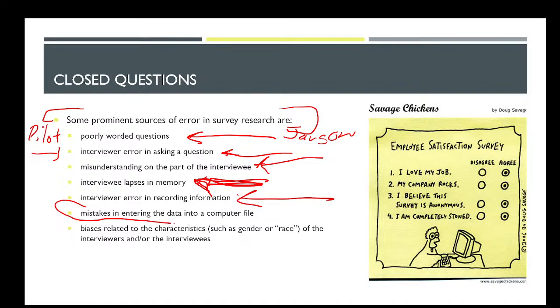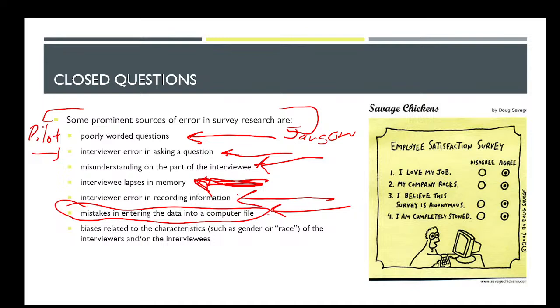Mistakes entering data into a computer file. This is an old one that comes out of the textbook. I should really take it out. It sounds like a 90-year-old man wrote that. This would be if you have a paper survey, and then you take your paper survey and physically enter the results from the paper into a piece of software.